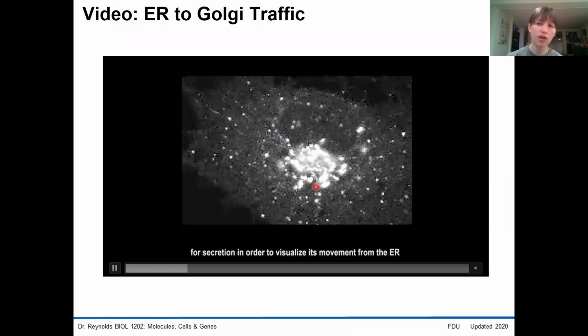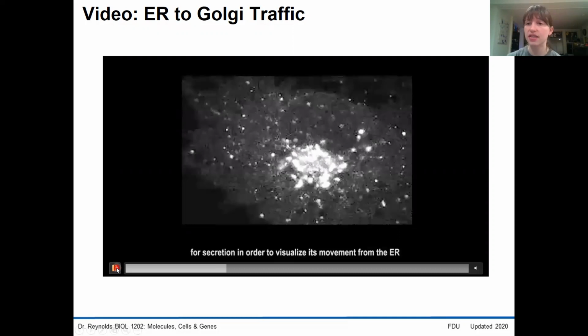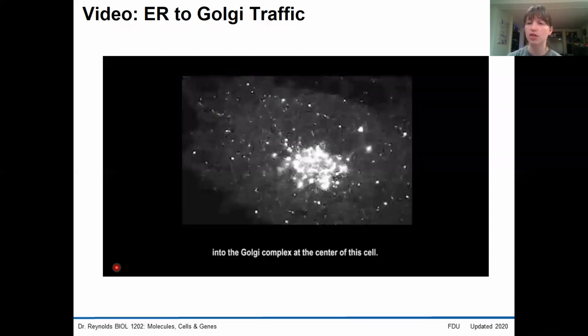Now, the ER, as you'll recall, is a very large network of many, many membranes. It's about half the membranes in the cell. So you're going to see that it seems as if these proteins are trafficking from many locations in the cell, but this is just that expansive network of the endoplasmic reticulum. And they're going to be moving to that centralized location, which is the Golgi.